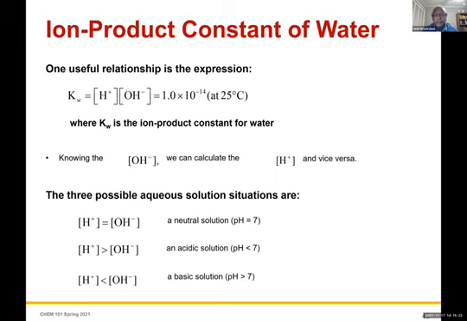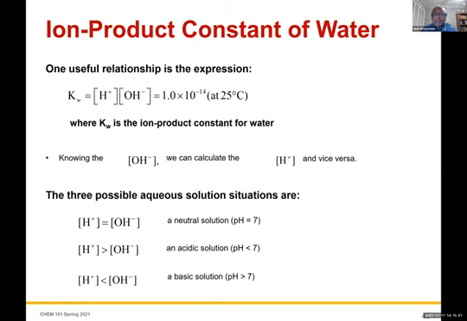Acidic solution is pH less than 7. We know that 7 is neutral, neither acidic nor basic. Less than 7, 7 to 0, is acidic. Most acidic is as you approach 0 on the pH scale. The most basic is as you approach 14. 14 is the most basic pH.